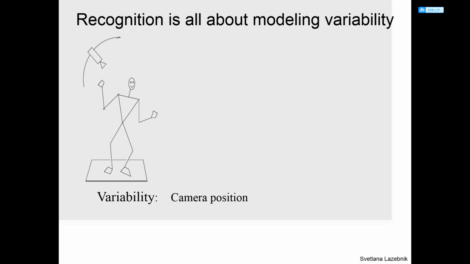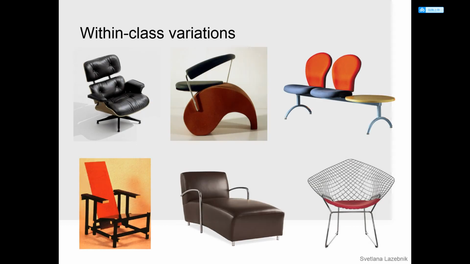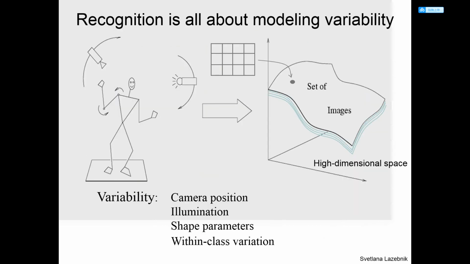So doing recognition is all about modeling variability. These variabilities include camera position, illumination, and also the shape, how the objects you are detecting with different shapes just look different. And there are also within-class variations. For example, even though we say that something is a chair, they can be very much different, right? Different types of chair, they're all different.